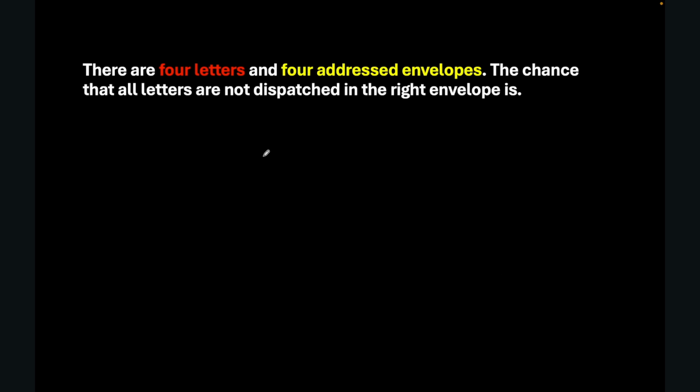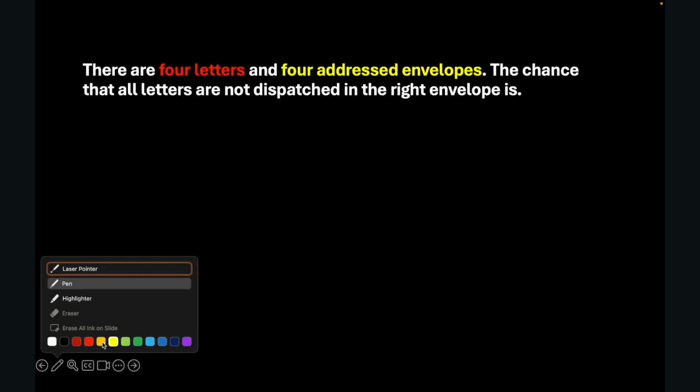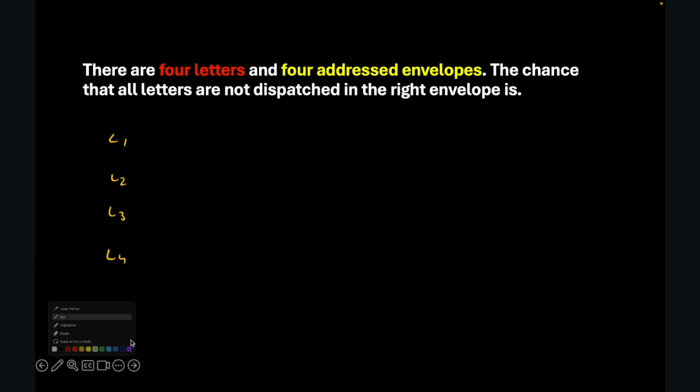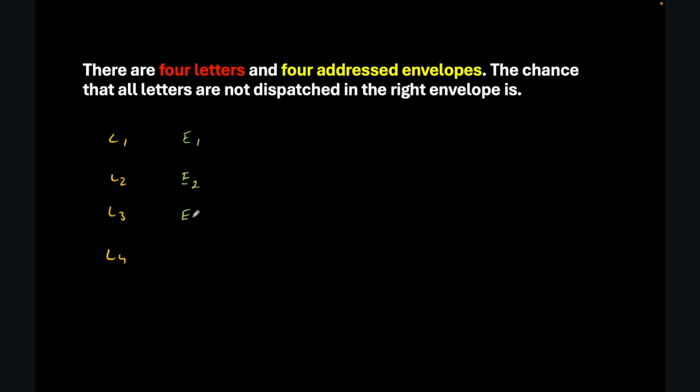Okay, so let's take a quick example question, just to jog our memory as well. So there are four letters and four addressed envelopes. The chance that all letters are not dispatched in the right envelope is what? Okay, so we have four letters: letter 1, letter 2, letter 3, letter 4. And we have four respective envelopes which they're supposed to go in. Let's say one to your father, one to your mother, one to your sister, and one to your brother, right? Envelopes 1, 2, 3, and 4, right?